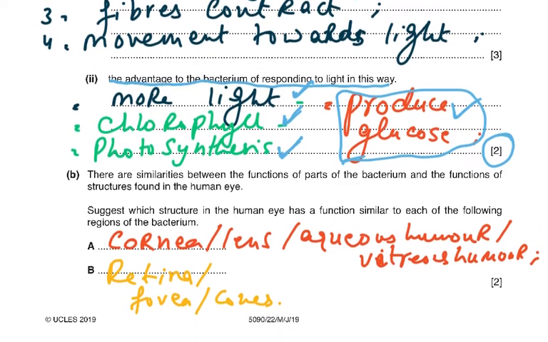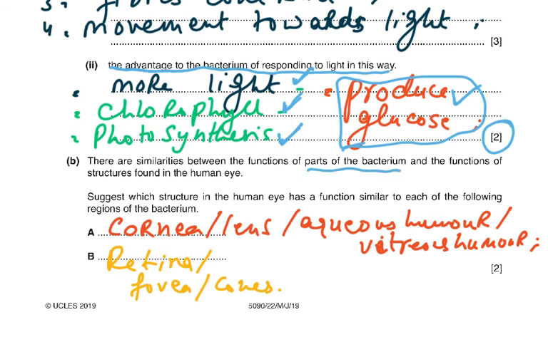Then it said there are similarities between the functions of parts of the bacterium and the functions of structures found in the human eye. Suggest which structure in the human eye has a function similar to each of the following regions of the bacterium. So the A region was more like the cornea or the lens or the aqueous humor, and B was more like the retina or the fovea or the cones.